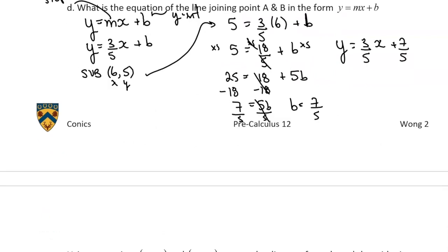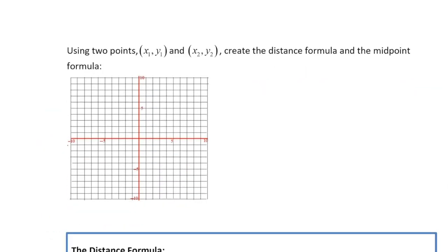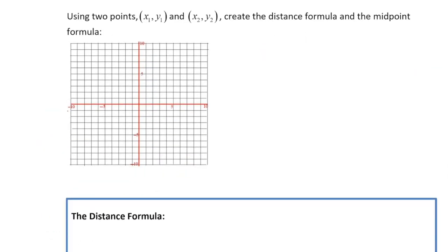Let's look at the distance formula in a little bit more detail. So it says using 2 points, can we create the distance formula, and what would we have for something like that? Okay, so let's put a point right here. We'll work in quadrant 1, and we'll say that this is point 1, and I'm going to travel over 3 units, 1, 2, 3, and up 4 units.